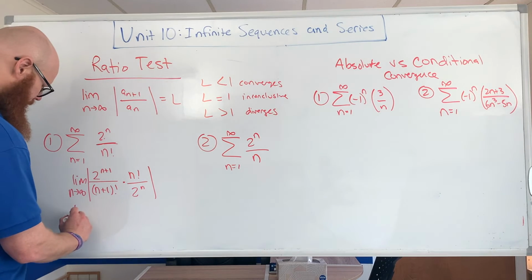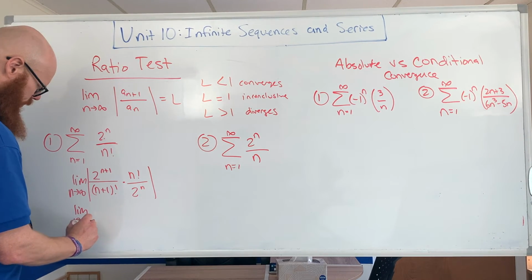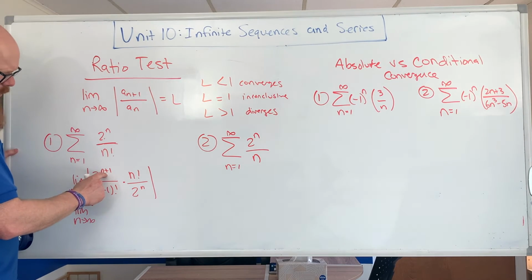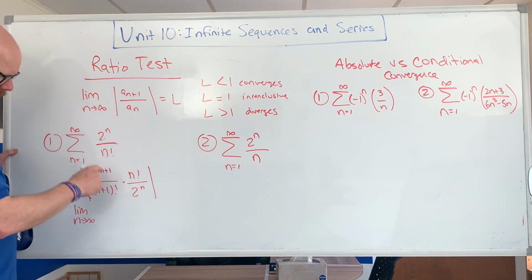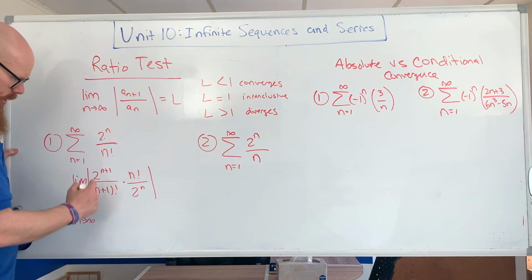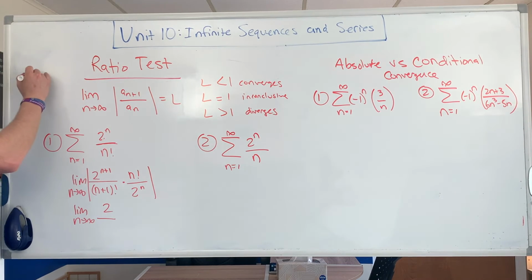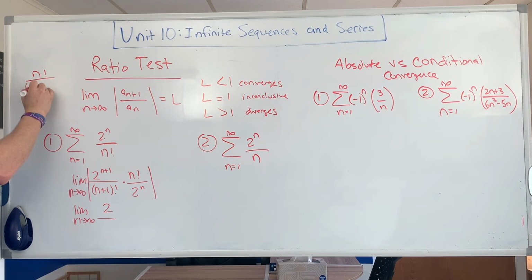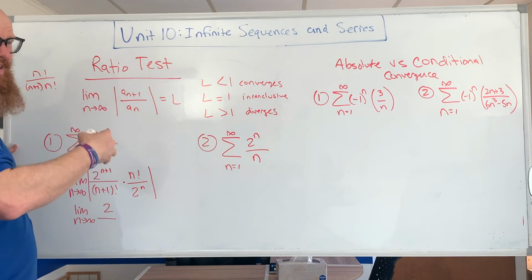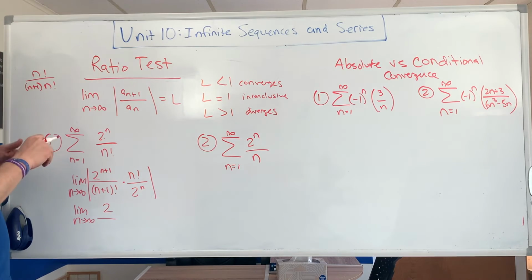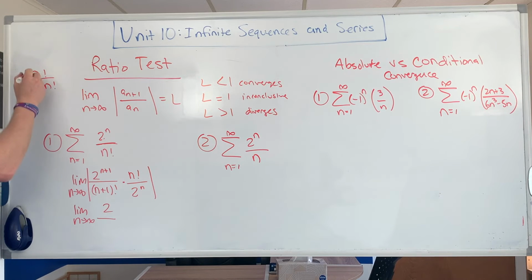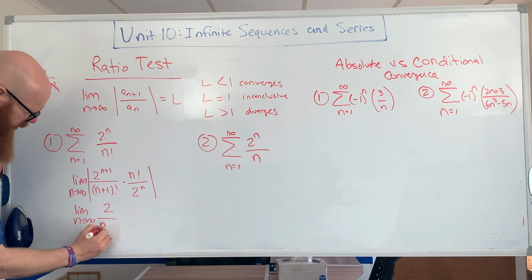So now this is the limit as n goes to infinity. Well, 2 to the n plus 1 over 2 to the n, if you subtract the exponents, n plus 1 minus n is just 1. So that's really just 2. And n factorial over n plus 1 factorial, one way to look at that is n plus 1 factorial is really n plus 1 times n factorial, because 6 factorial is really 6 times 5 times 4 times 3 times 2 times 1, which is really 6 times 5 factorial. So then the n factorials are going to cancel, and you're just going to be left with n plus 1 on the bottom.